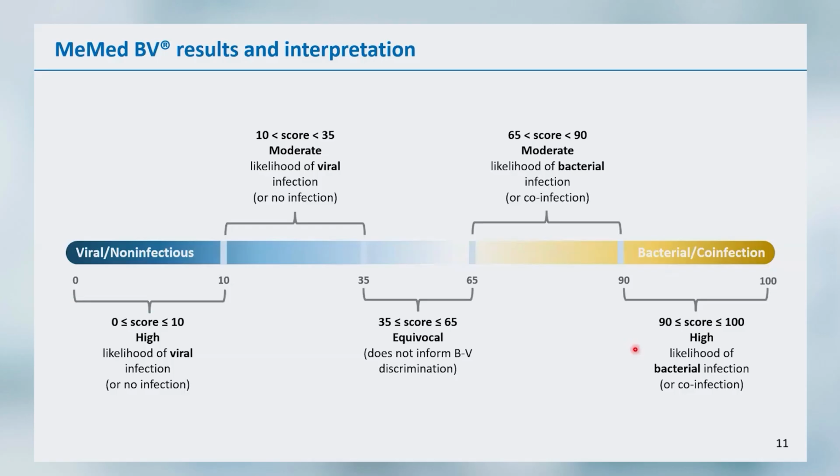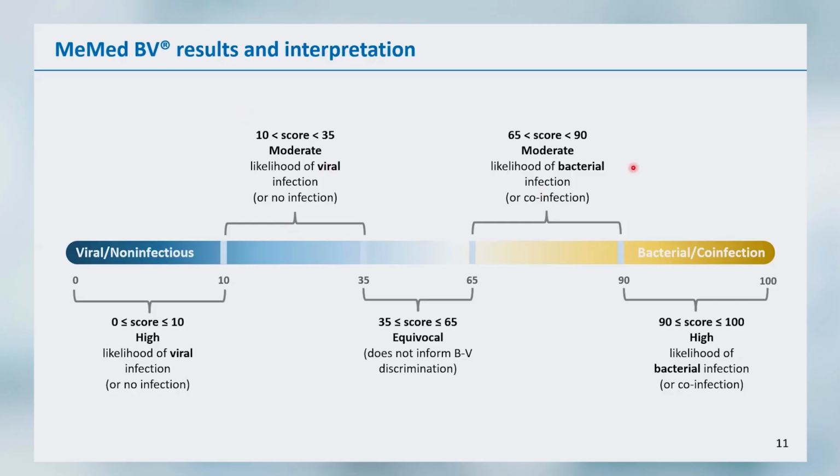The score itself runs from 0 to 100, with 0 representing a very high likelihood of viral infection or no infection. And let me just emphasize that when there's no infection, you don't get a score in between bacterial and viral. The score is in the same range as it would be if there were a viral infection. When there's a bacterial infection, the score is very high. And there are moderate scores that represent a moderate likelihood of viral infection or bacterial infection.